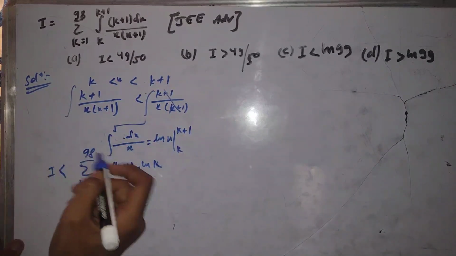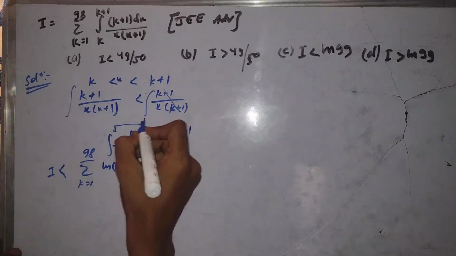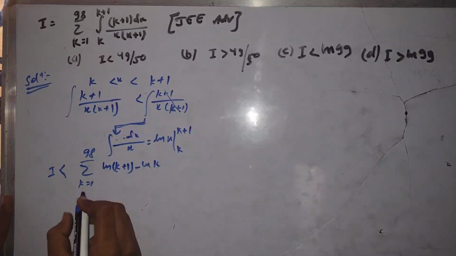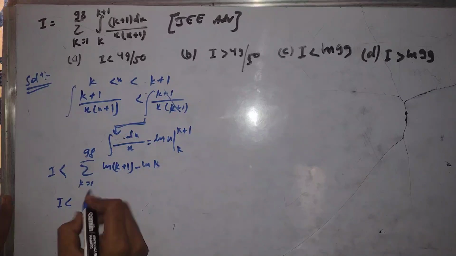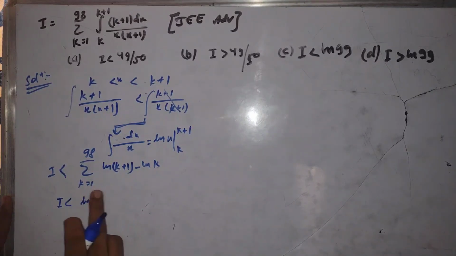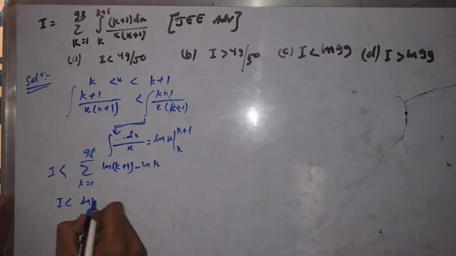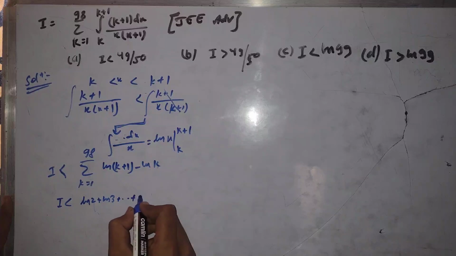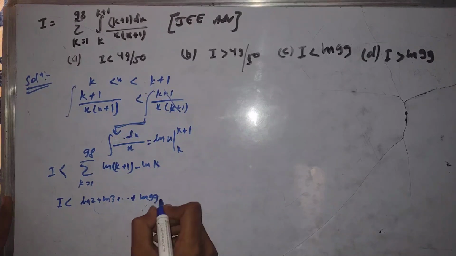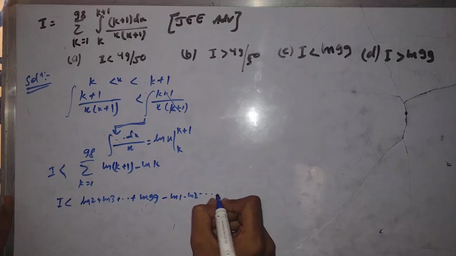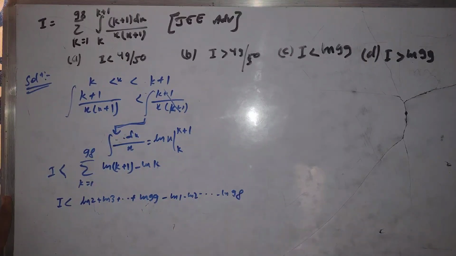I'm actually keeping this all here, so I'm not writing it. I took this whole function here. Now just putting the value, we can see that I is less than ln k plus 2. So we'll put 1, so this will be ln 2 plus ln 3 all the way up to ln 99 minus ln 1 minus ln 2 all the way up to minus ln 98.